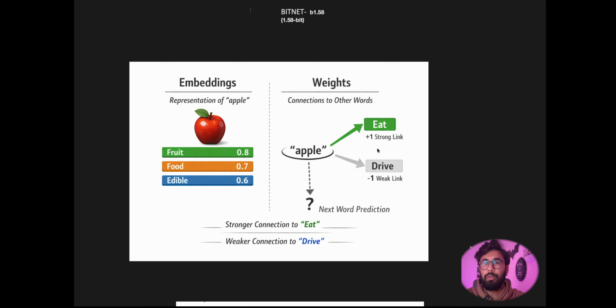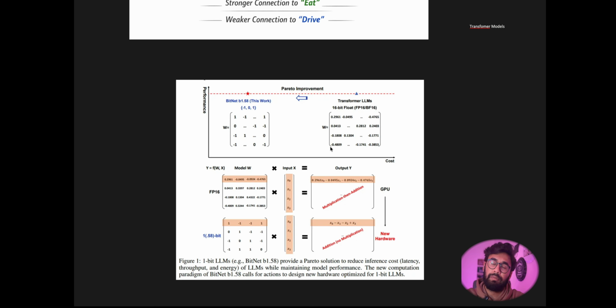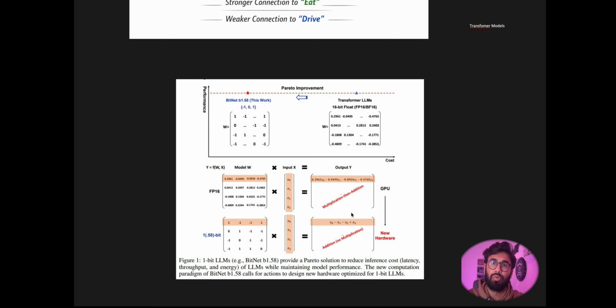But in a traditional model, these weights are stored as precise numbers. Like you can see here, it can be any number like 3.14 and 159. And it requires a lot of computer memory and also complex math operations to process because it uses multiplication. That makes them resource heavy, slow, and dependent on powerful GPUs.